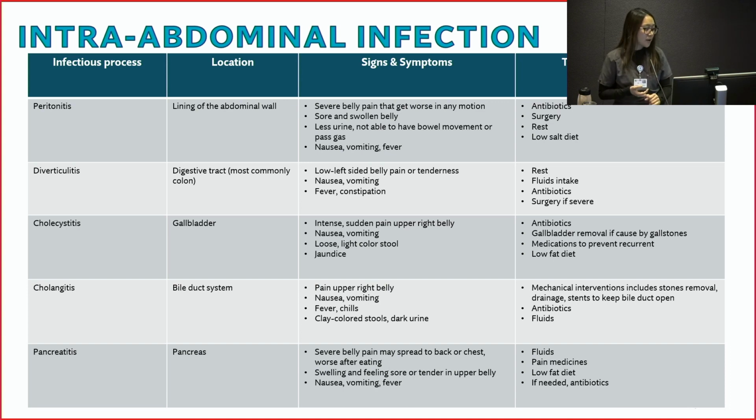The first one is peritonitis. So basically, the lining of your belly gets infected. People who have this type of infection say they have really severe belly pain that gets worse with any motion. And when they touch it, it's really sore, it's really swollen. People sometimes cannot make urine or make less urine and are not able to have a bowel movement or pass gas. It is considered a severe medical condition where you have to seek medical attention right away because we need to treat them with antibiotics.